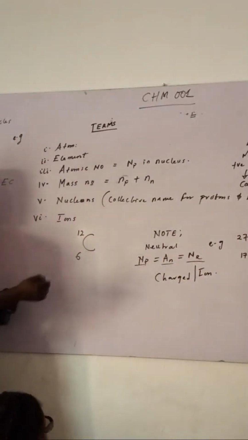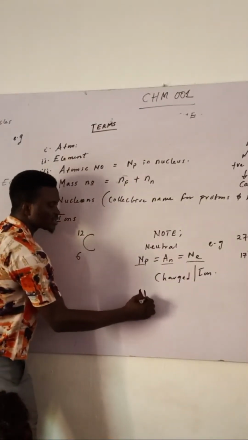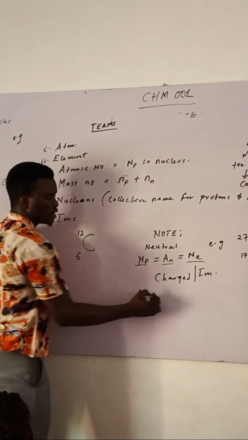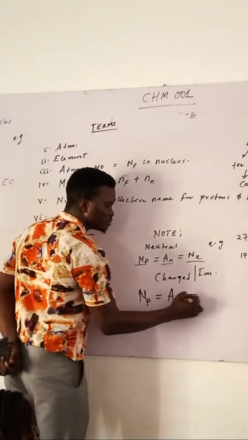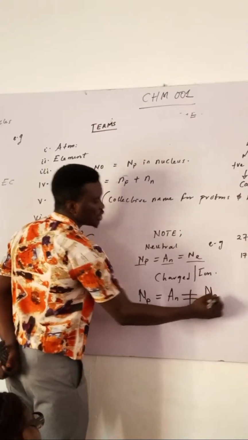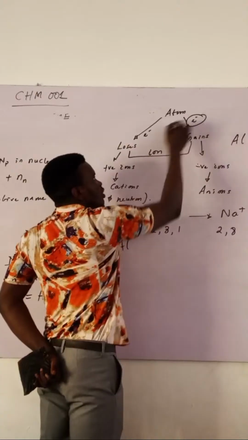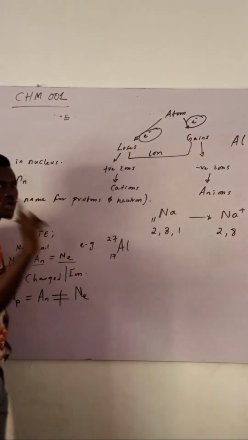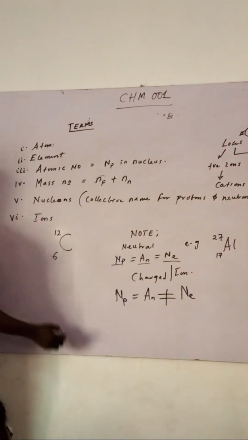So, when an atom is charged, the number of protons remains the same. It will not change. It will still be equal to the atomic number, but will not be equal to the number of electrons. So when an atom loses or gains electrons, the only thing affected is what? Electrons. It is not the protons. So look at this guy again.